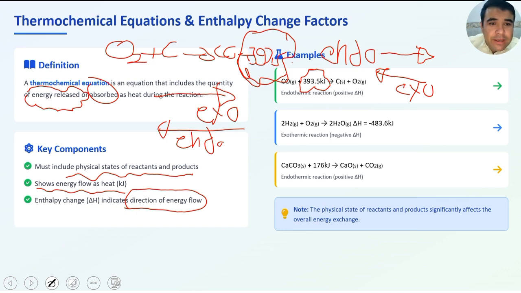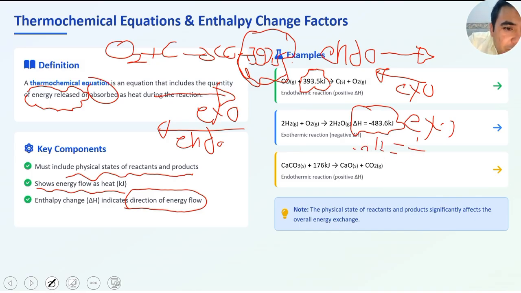The second way is when the enthalpy change is given to us. If it's given as delta H, we should determine it through the sign. If it's negative, that means it's exo. But if delta H is equal to a positive value, that means it's endo. So these are the two ways we can determine endothermic and exothermic processes through the thermochemical equations.